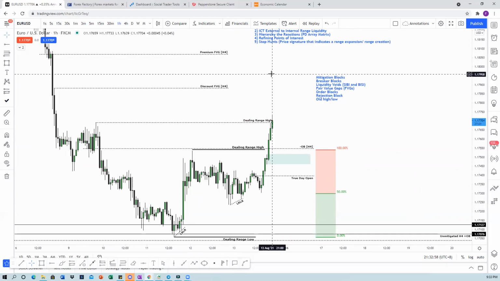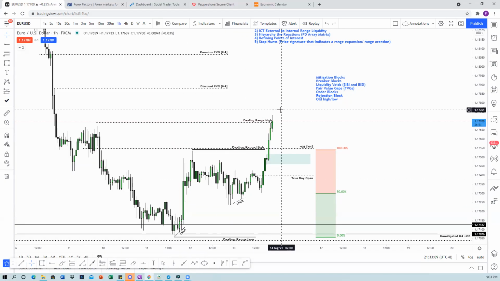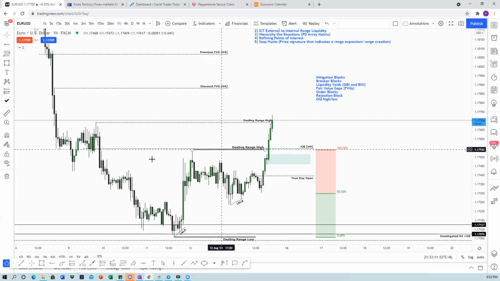Then that becomes a case of you placing your order in an area that has been mitigated already, and it was predisposed to go lower to an unmitigated area and then go higher. Okay, so these are common mistakes.